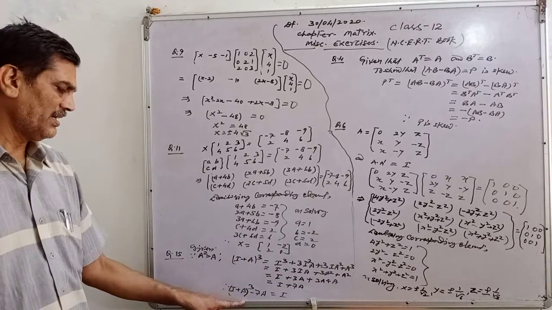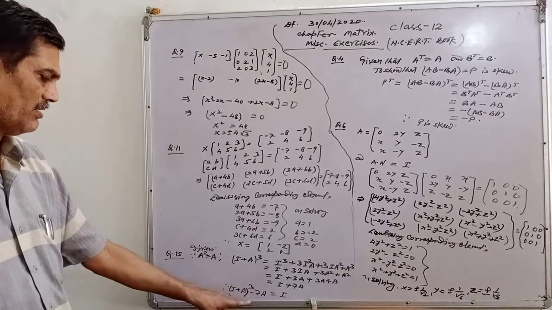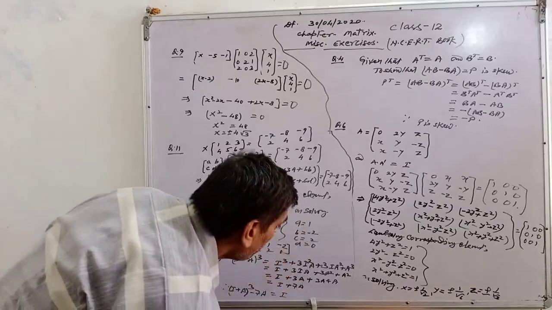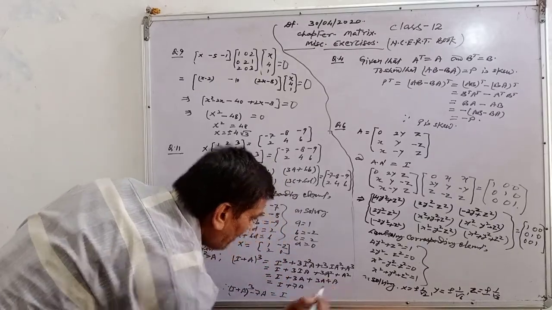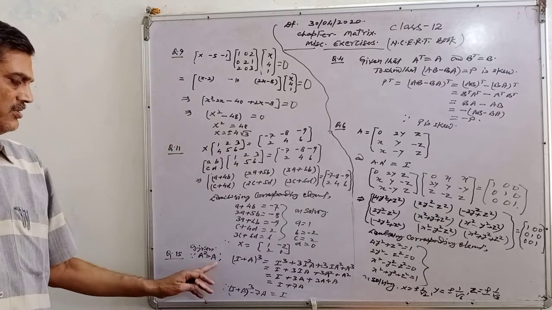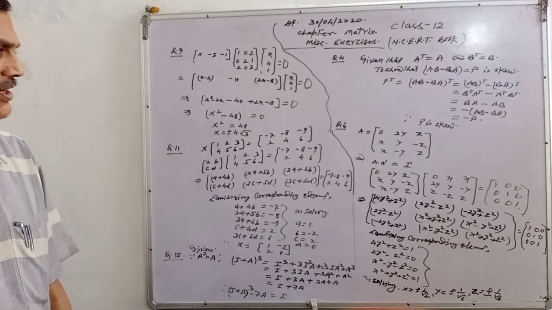So I plus A whole cube minus 7A is I. When you subtract 7A, you will get only I. Okay, so this is your result, means I plus A whole cube minus 7A is only I.